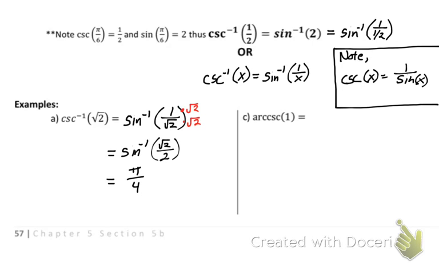Arc cosecant of 1. Remember, arc cosecant is the same thing as cosecant inverse. So I'm just going to rewrite this as arc sine of, technically it's 1 over 1. But we just know 1 over 1 is just 1. So I'm looking for where my sine value is equal to 1. My sine value is only equal to 1 in one place. So I don't even have to decide what quadrant it is. The only place it's equal to 1 is at pi over 2. So that's going to be pi over 2.